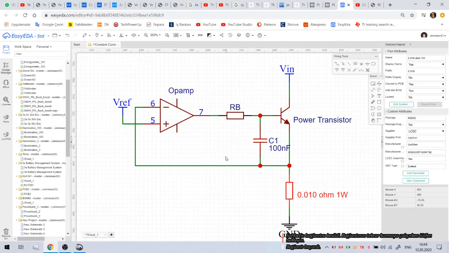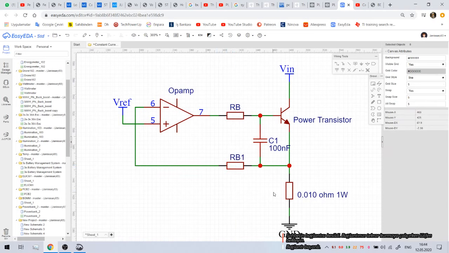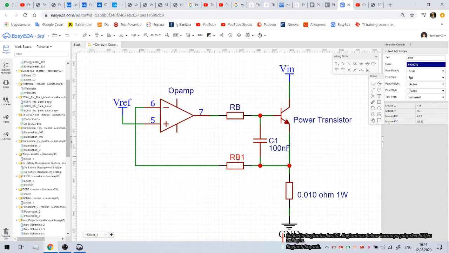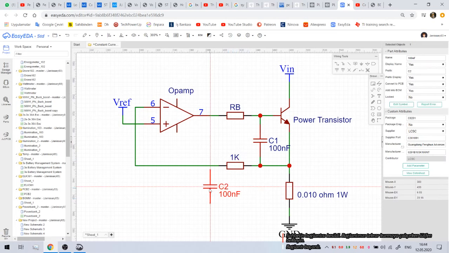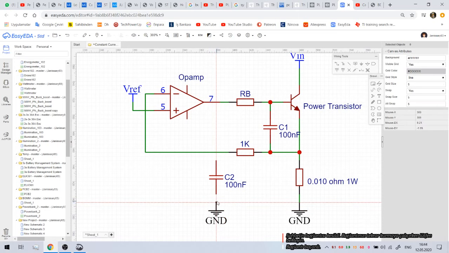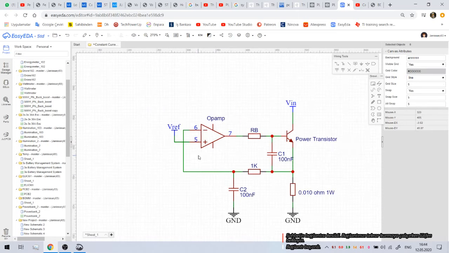Also, this current needs to be regulated, so I want to add other resistors here, maybe 1K, not important. We will calculate it later. We will change this parameter, and I want to add another capacitor here for more stable operation.